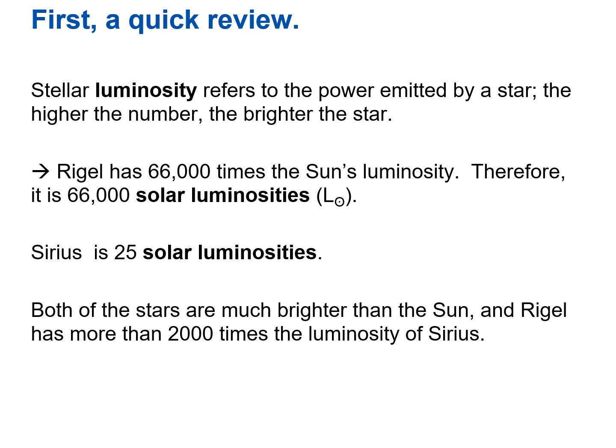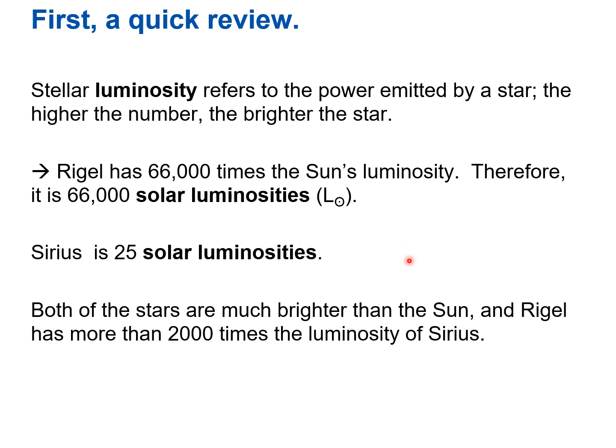First, we'll do a quick review of the previous videos in Chapter 15. I want you to remember that stellar luminosity refers to the power emitted by a star. The higher the number, the brighter the star. We measure luminosity in solar luminosities, so how many times brighter than the sun it is. For example, the star Rigel, which is a very bright spring semester constellation, has 66,000 times the sun's luminosity. So therefore we say that it has 66,000 solar luminosities.